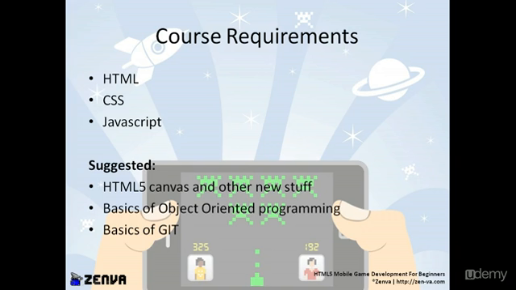Well, what's required for this course? We are assuming here that you have basic knowledge of at least HTML, CSS, and JavaScript. Why is that? Because we're building in HTML5, which is basically all those technologies, especially an intensive use of JavaScript. What we also suggest is not really required, but I think it will make your life easier in this course and as a game developer as well, is to get into the basics of HTML5 canvas and some of the other new stuff that comes with HTML5. Also, it'd be really good to know the basics of object-oriented programming, basically what a class means, and inheritance, because we'll be using some of that.